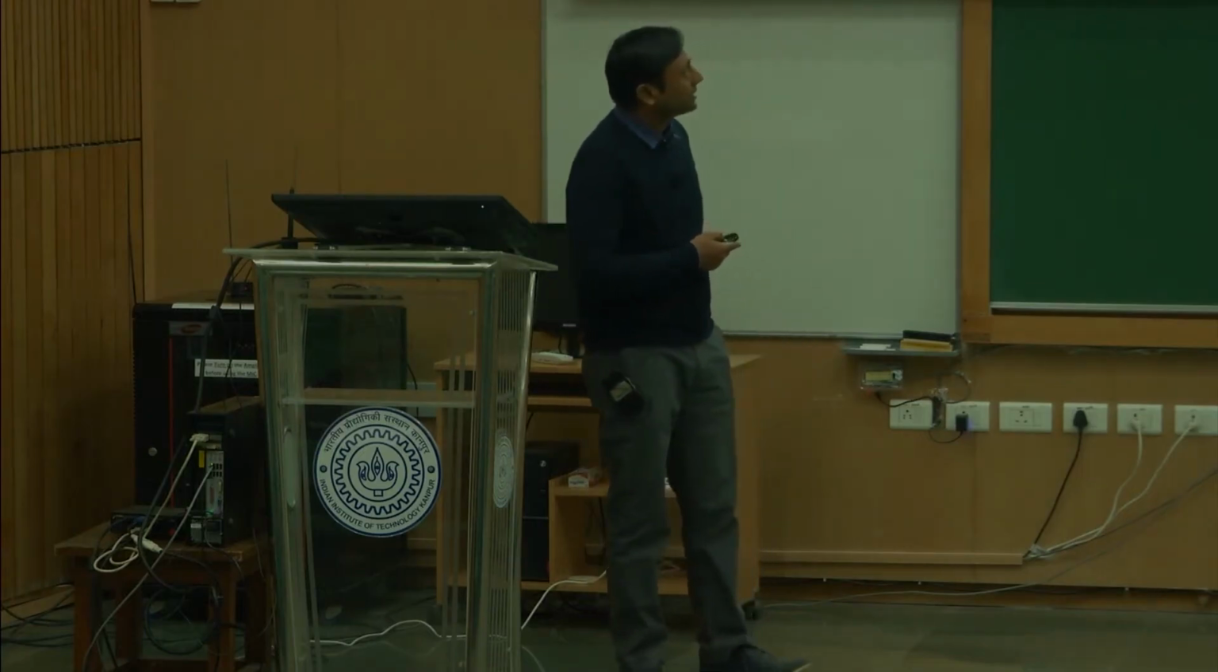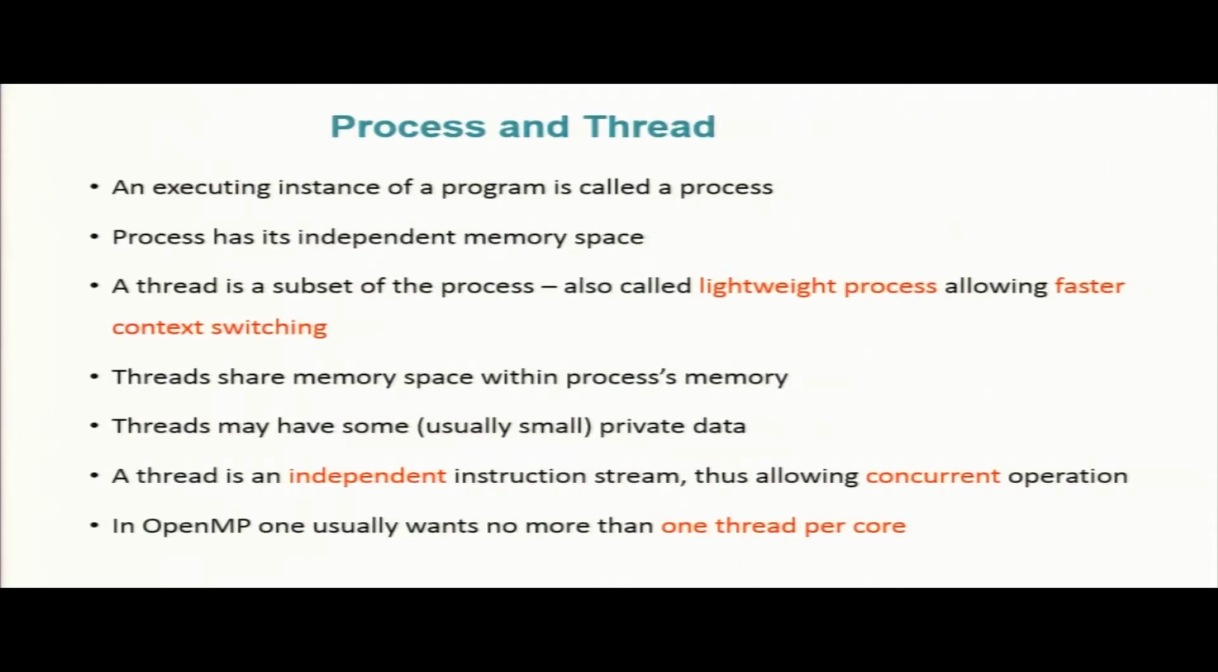A process is an executing instance of a program, and it has an independent memory space. Whenever a program spawns, it has its own memory space, which is logically isolated from interference by other processes. They don't have direct access to other processes' memories, even though the memory is physically shared. A thread is a subset of a process. It's also called a lightweight process, and it allows faster context switching. Why is it lightweight? It's because it shares most of the resources of the process to which it belongs, and it has some private space like its own stack and so on. But most of the things it shares from the process.